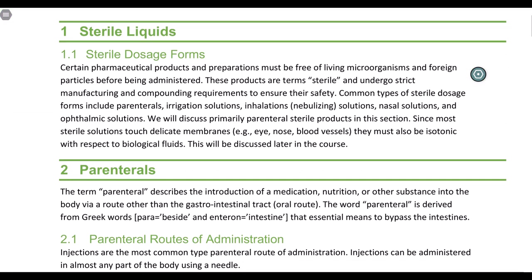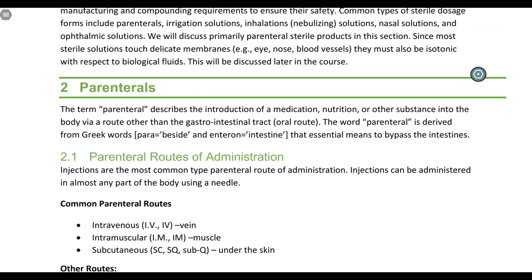The term that I was using is parenteral, and parenteral describes the delivery of a medication, a nutrient, or another substance into the body by any route other than the gastrointestinal tract. So anything other than taking something by mouth, and you can see the meaning.